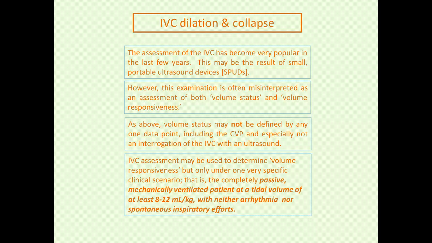So how many patients in the ICU are like this? Well, very few, especially this 8 to 12 cc per kilogram parameter with the lung protective ventilation that's been shown in recent meta-analyses to likely be beneficial for all patient populations, not just those with acute lung injury. Finding patients with this degree of tidal volume is uncommon. But this is the patient where IVC dilation can be helpful as a marker of volume responsiveness.